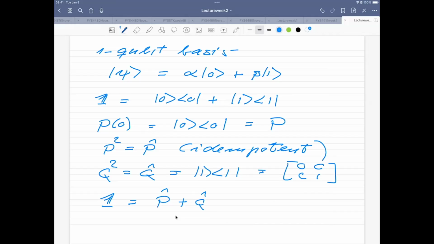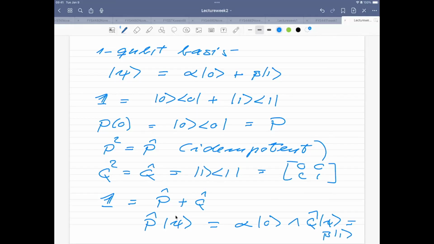And you'll see, as we also did last time, if I act with P on this state psi here, that simply projects out the state 0. So that gives us alpha times 0. And then I can have Q acting on psi, and that gives me beta times 1. So what I'm doing is projecting out a specific state. This becomes very important when we are going to look at the definitions of measurements.